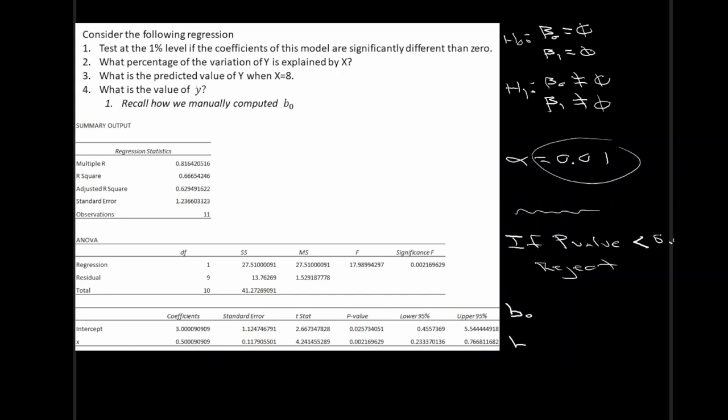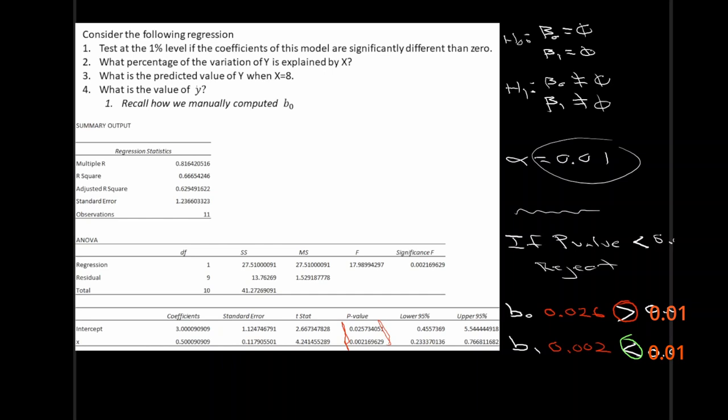And so what do we get? We have b-naught, we have b1. What do we have for our p-values in each case? Well, for B0, we have a p-value of 0.026. For B1, we have a p-value of 0.002. So in each case, compare that to our significance level of 0.01. For B0, that is not less than, so we would fail to reject, where for B1, it is less than, so we would reject.